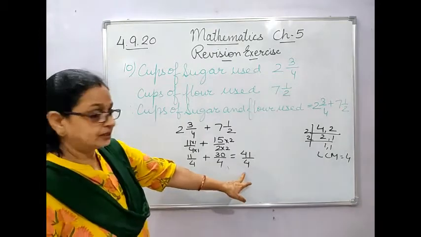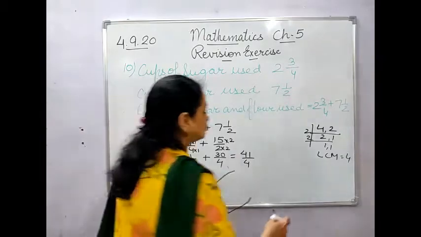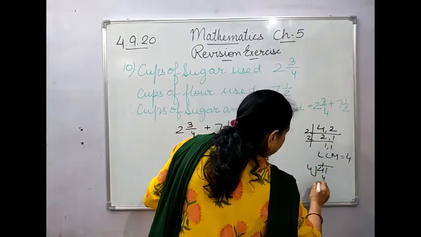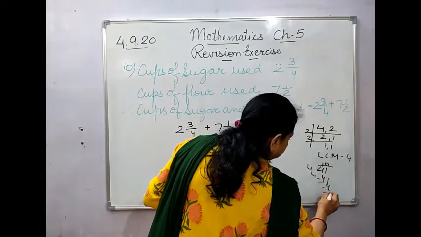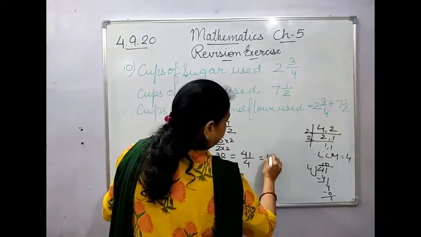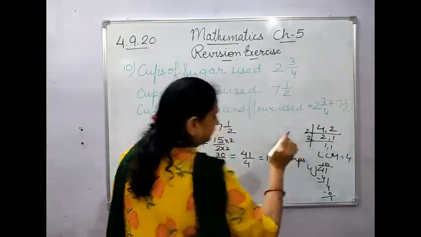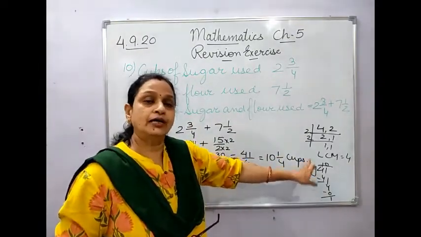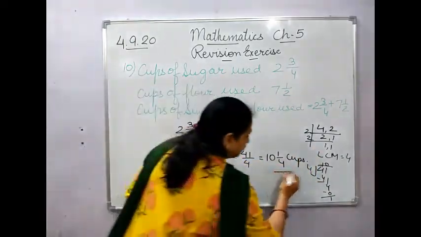Now reduce it. Since the numerator is greater, that means we have to convert it into a mixed fraction. So if you divide, it will be 10 something. 4 1s are 4. Bring 0 down. 1. So it will be 10 whole number 1 upon 4 cups. That means Manisha used 10 whole number 1 upon 4 cups of sugar and flour all together. Okay, so this is your answer.